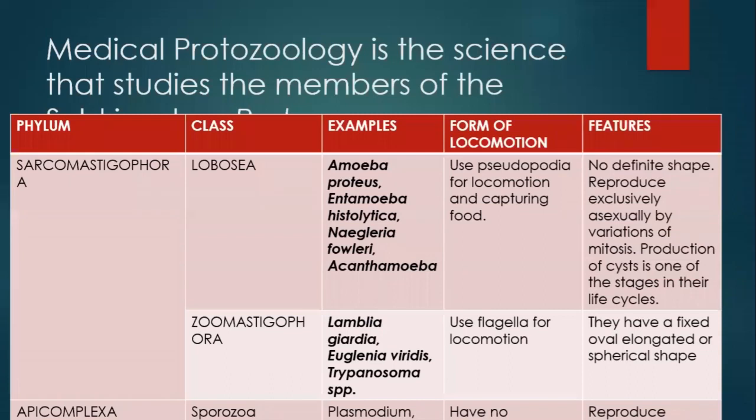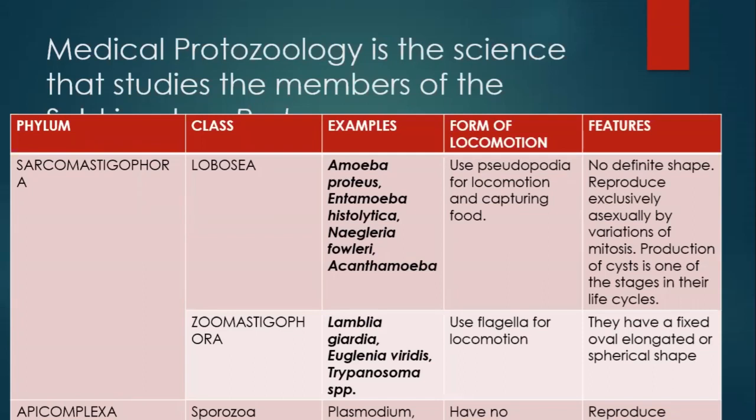The features, as you can see on the screen, are that they don't have a definite shape. They reproduce exclusively asexually by variations of mitosis, known for binary division to be precise. One major thing about their life cycles is that they produce cysts. All right, so these are the Lobosea class.